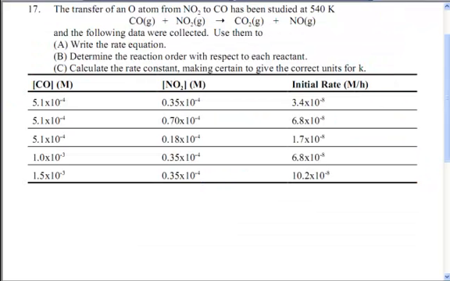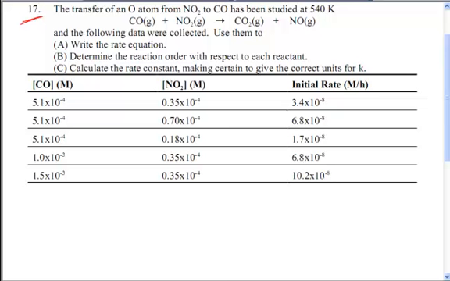Whoa, there's a lot of stuff going on in here, but it doesn't change the problem. So this is number 17. It says, write the rate equation, determine the reaction order with respect to each reactant. That's a little bit weird of wording. I'll talk about that one in a second. And then it says, calculate the rate constant.